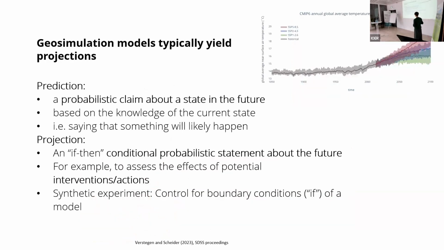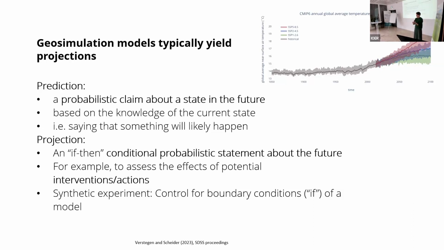One thing to note, and I recently wrote an opinion paper about that, is that geosimulation models, most of the time, don't yield predictions. It's not that the model is used to say, this is going to happen tomorrow or next year. They yield projections. So the result of the model is not a probabilistic claim about the state of the future, but a conditional probabilistic claim. So we say, if we do this intervention, then this may happen with a certain probability.